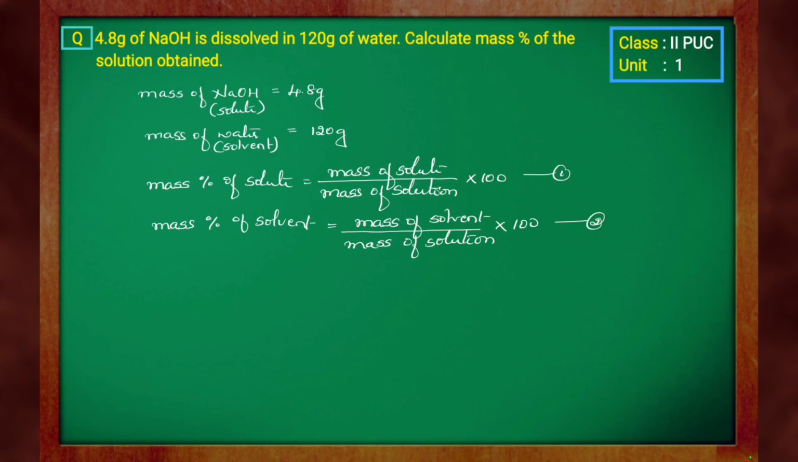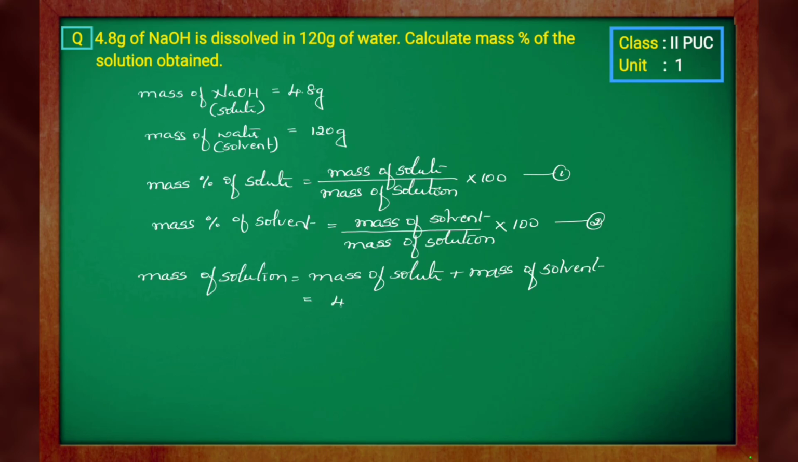So we know the mass of solute and mass of solvent, that's given to us. It's 4.8 gram and 120 gram respectively. We need to calculate the mass of solution. This is equal to the sum of masses of solute and solvent. So it's mass of solute plus mass of solvent.